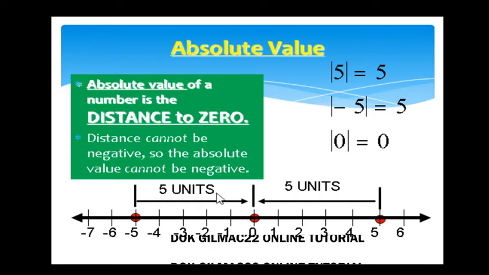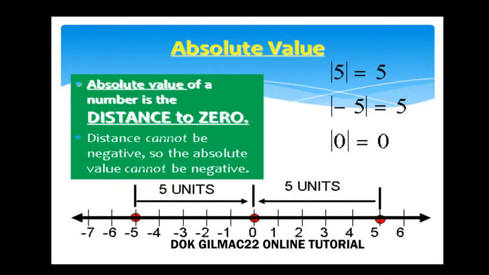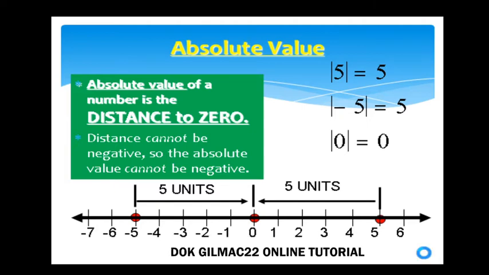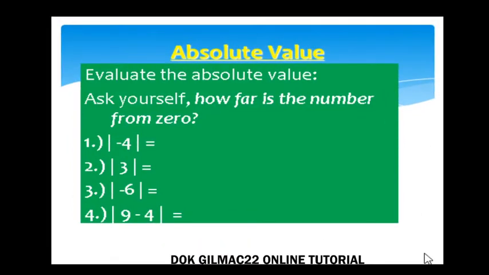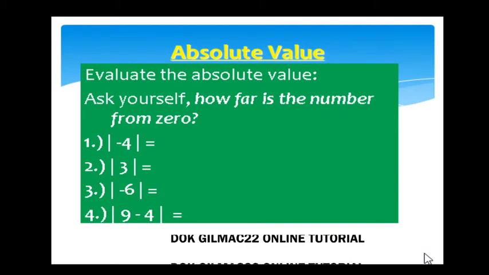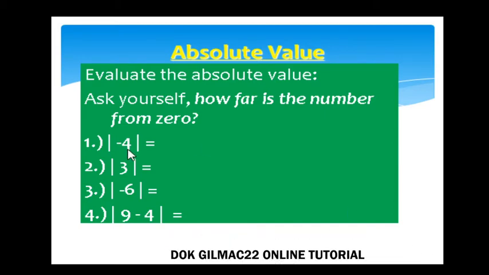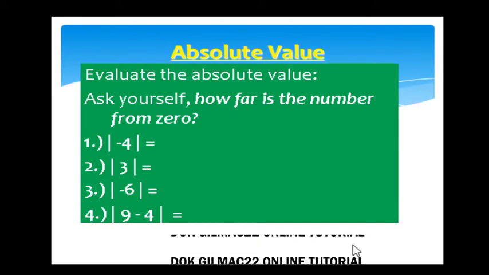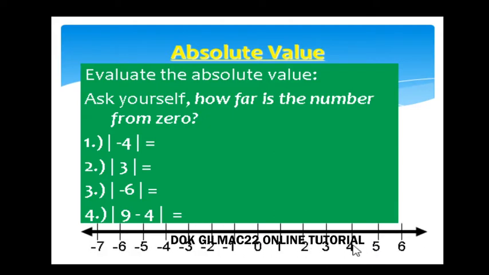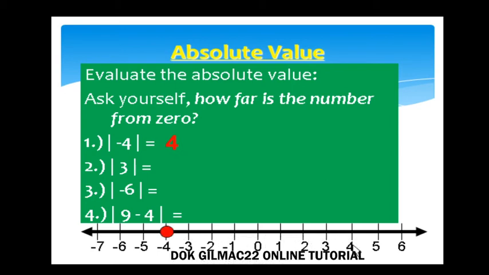Therefore, they have the same absolute value. Okay? Evaluate the absolute value. Ask yourself how far is the number from 0. Absolute value of negative 4. Yes, it's positive 4. Okay? So let's plot. There you have it.